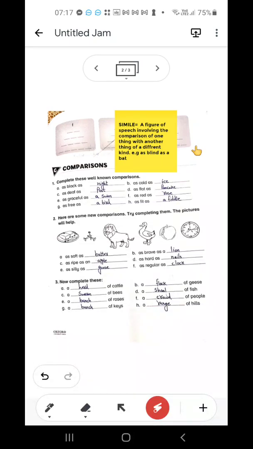So what is simile? It is a figure of speech involving the comparison of one thing with another thing of a different kind. For example, as blind as a bat. So some human being is as blind as a bat. Both are different in nature, but they have similarity in some way. We can compare them. Got it?